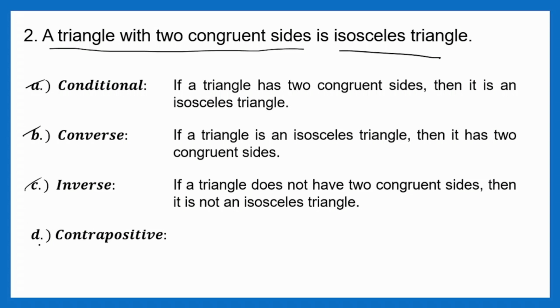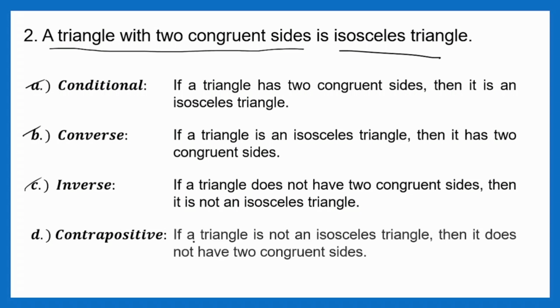Sa letter D naman, contrapositive, tingin ka kay inverse. Baliktarin mo lang yung statement sa inverse. Magiging ganito naman yan. If a triangle is not, nauna na to, is not an isosceles triangle, then it does not have two congruent sides. So, that is for the contrapositive. So, ayan. Pause nyo muna para i-check yung answers ninyo. I hope nakakuha kayo ng perfect for our YouMore drill.